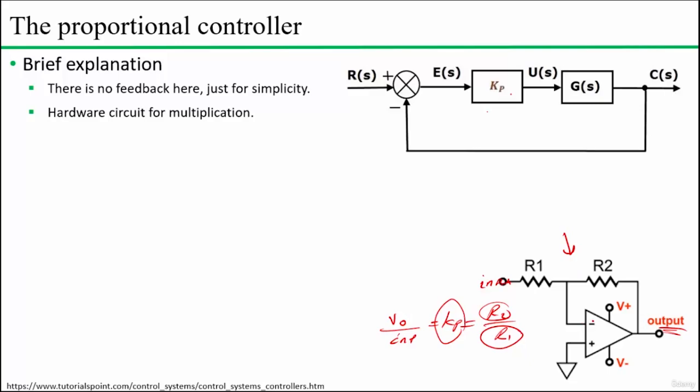So if we want to put this circuit in the system, the input here will be the error signal E(s), and the output here is the U(s) value. Also, I want to mention that there is no block for the feedback here, and this is only for simplicity. Also, maybe there is a minus sign here, but I neglect this because it is not important in our course. Okay, so now let's go to the next step.